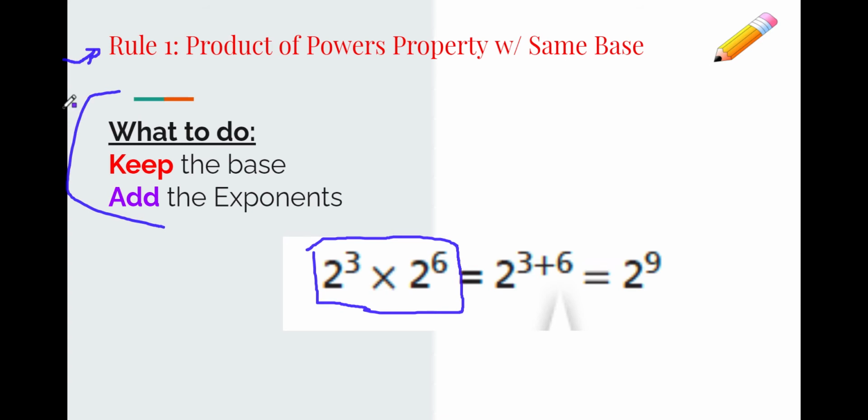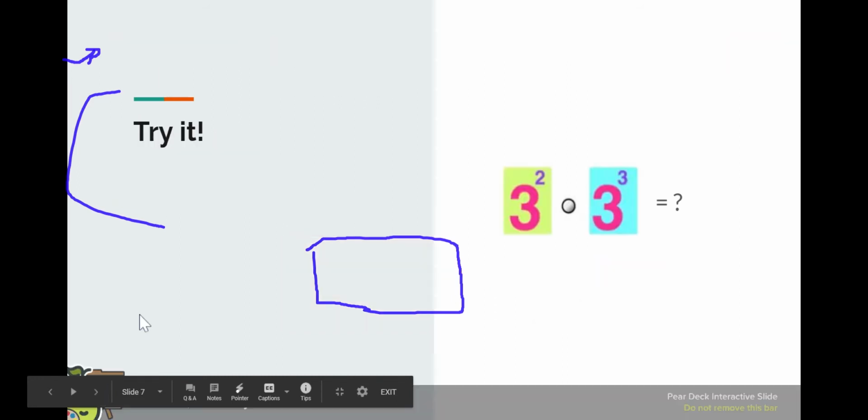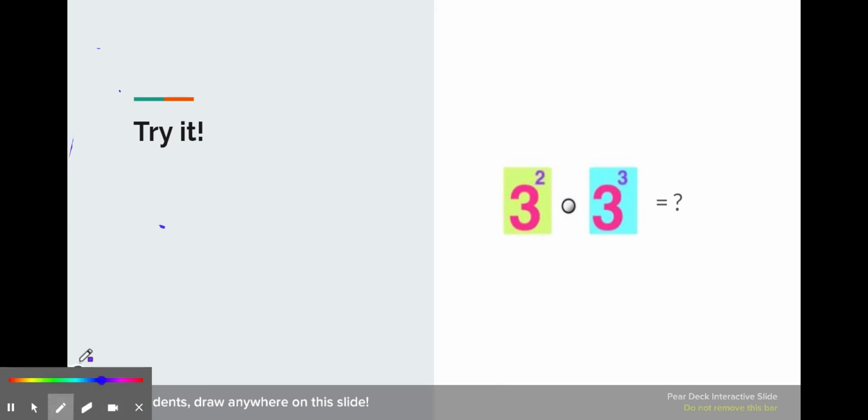All right, next. Now answer this on your Edpuzzle. All right, hopefully you got 3 to the 5th power, because again, our base is the same, so we're going to keep it the same, 3, and then we add our exponents. 2 plus 3 is 5, so I get 3 to the 5th power.